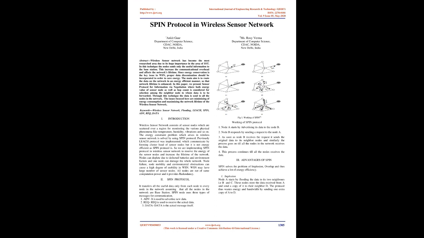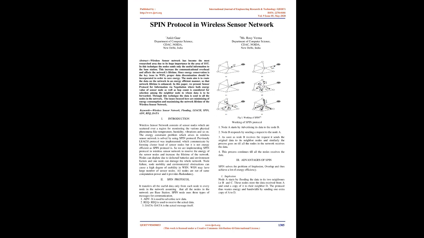Nodes can deplete due to defective batteries and environmental factors, and one node can damage the whole network. Node failure, node mobility, and environmental obstructions can cause a high degree of mobility in WSN. WSN may have a large number of sensor nodes. All nodes are not of the same computation power and it provides redundancy.